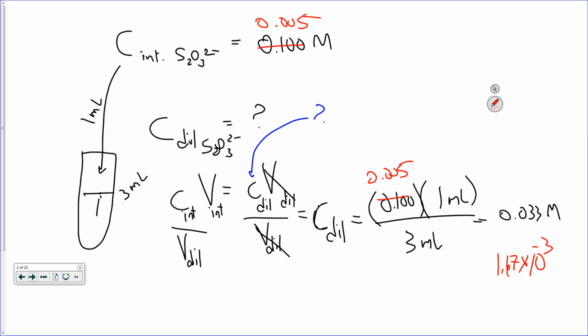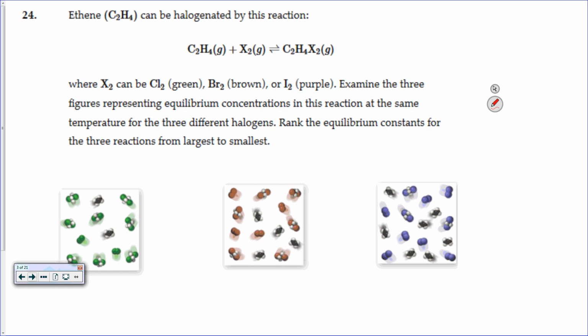Let's look at the next one. So the next one is problem number 24 in the notes. This is kind of a pictorial one, but we have to understand what's going on. It says ethene, C2H4, can be halogenated by reacting with one of the following halogens. Halogen is represented by X2. And the halogens are either going to be molecular chlorine, molecular bromine, or molecular iodine. Okay, so look at the 3 figures below, and it says everything's at the same temperature, and it wants us to rank the equilibrium constants from largest to smallest.